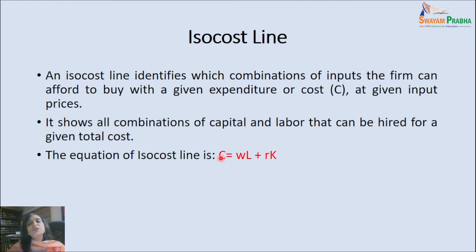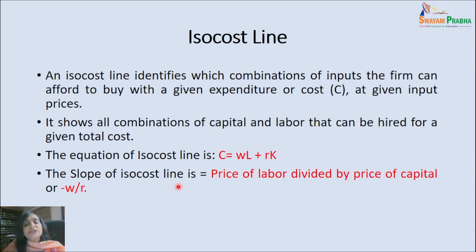This means that the total cost which the firm is going to incur is equal to the cost of labor plus the cost of capital. What is cost of labor? The price of labor into the number of labor units I am hiring as a firm. So that will give me the expenditure on labor or the cost on labor. Similarly, R into K shows the expenditure on capital, that is the price of capital given by a small r, which is the rate of interest, multiplied by the number of units of capital the firm is hiring.